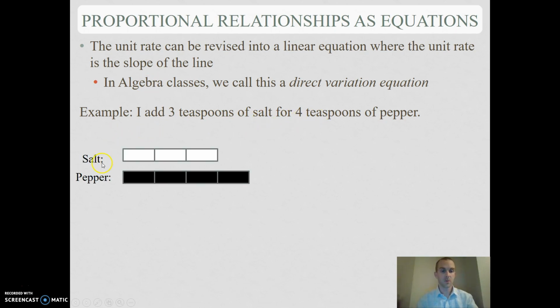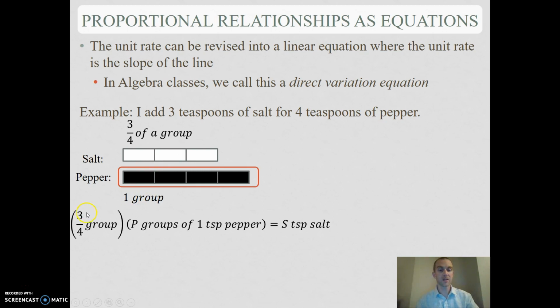When we looked at this before, we said that we can look at pepper as our one group, which means that when we look at salt, there's 3 parts out of the 4 needed to make a whole group. So we'd say it's 3/4 of a group. So our amount of salt is 3/4 of a group times however many groups of 1 teaspoon of pepper that we have.